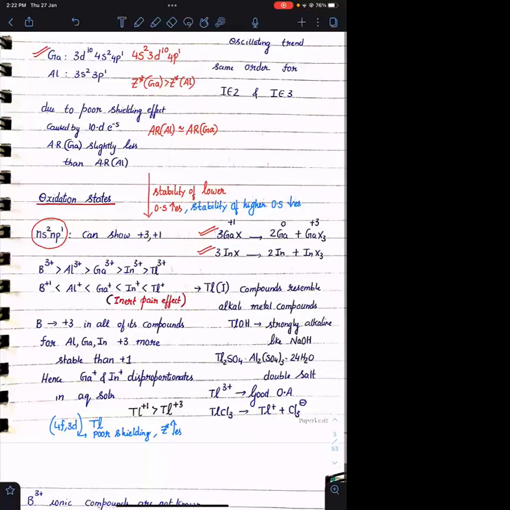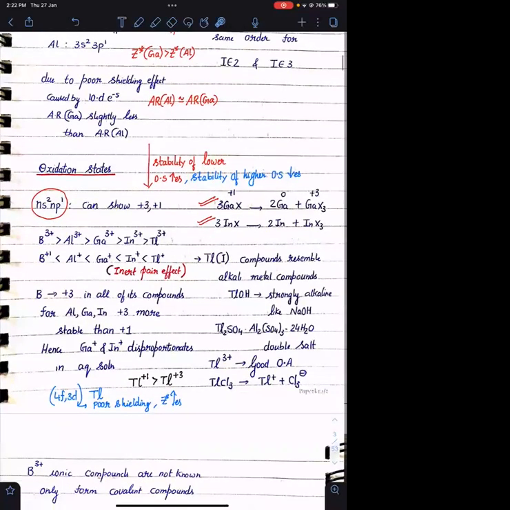Okay. And the thallium +1 compounds, they resemble most of the properties similar to that of alkali metal compounds. जैसे TlOH, because this has become highly metallic. TlOH is similar to that of NaOH, so it is strongly alkaline, just like NaOH. Alkali sulfates, apart from lithium sulfate, rest all others can form double salts, which are called alums. Similarly, thallium +1 sulfate can also form a double salt.